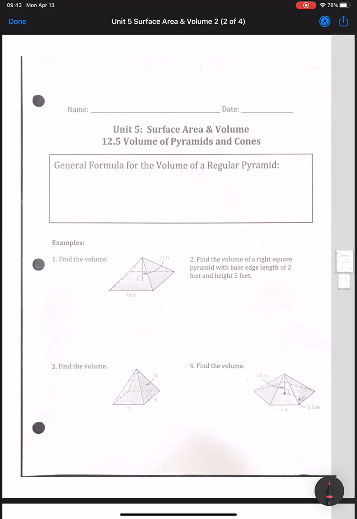So our equation for the volume of a regular pyramid is the area of the base times the height divided by 3. Remember, regular means that all the side lengths are the same length. So on this first one, if this side is 40, this side is also 40. So that matters a lot when it comes to finding the area of the base.